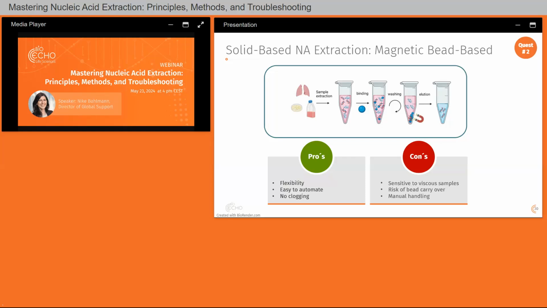It's also important that those beads are sensitive to viscous samples. So if you have, for instance, a lysis buffer which gets viscous depending on temperature, you need to pay attention that this buffer has the right temperature so you can use it for magnetic bead-based purification. And it's easy to automate, but it's tedious for manual handling because you always have to apply the magnet and release it. So I hope this gives you an idea about the methods which are commercially available.